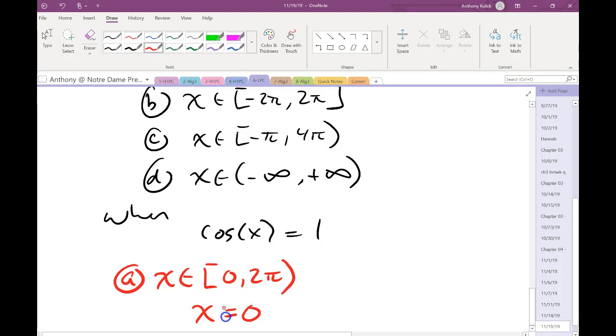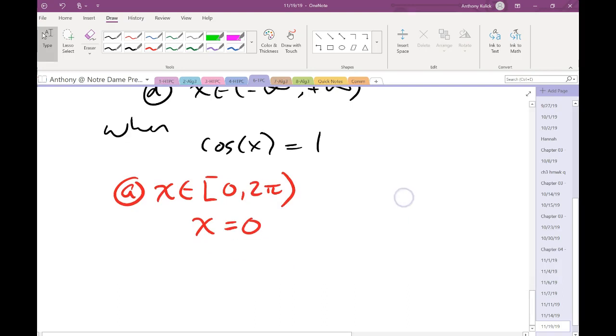0. Happens at 0, right? 0 radians. The x coordinate is 1. Everybody agree with that? What does the difference between a bracket and parenthesis mean again, guys? Bracket, that value is included in the interval. The parenthesis, that value is not included. For part A, that's why we can't list 2 pi as an answer also here, because that's not in the places where we're looking for our answer. Okay?